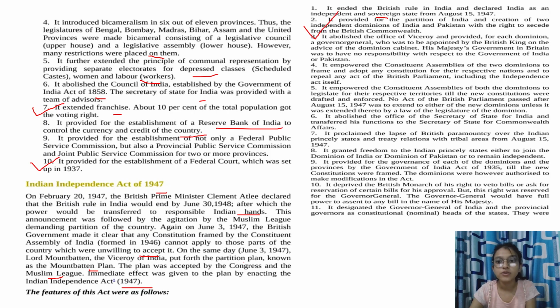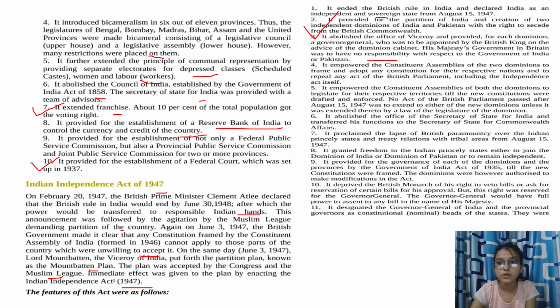It abolished the office of Viceroy and provided for each dominion a Governor General who was to be appointed by the British King on the advice of the Dominion Cabinet. His Majesty's Government was to have no responsibility with respect to the government of India or Pakistan. So they gave up their powers over India.